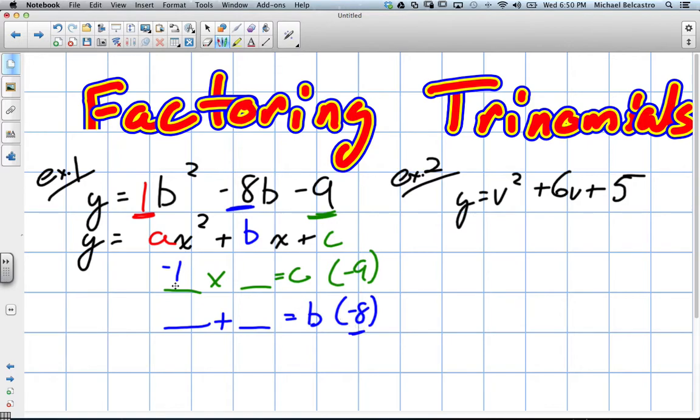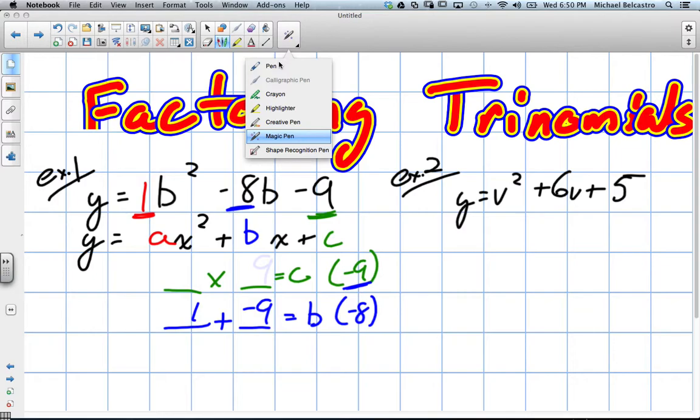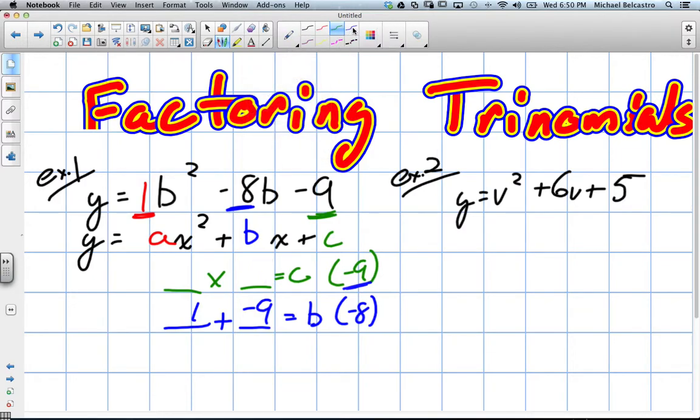So maybe our negative's on the wrong value right now. So let's try the other one. What's 1 times -9? -9. Good. And what's 1 plus -9? -8. There we go. We got it. These are the two factors we need to use. Okay? So this is our shortcut. So since this works, we go right into our factored form.